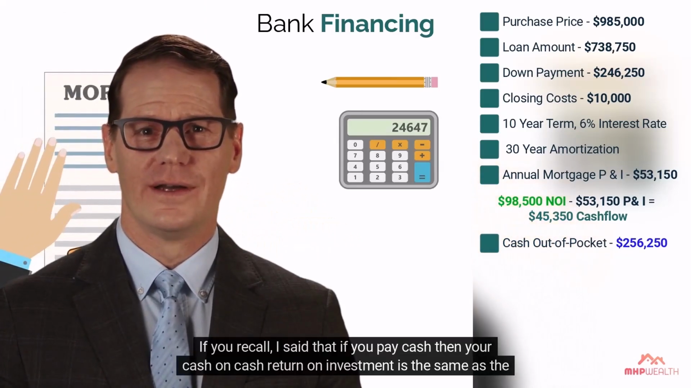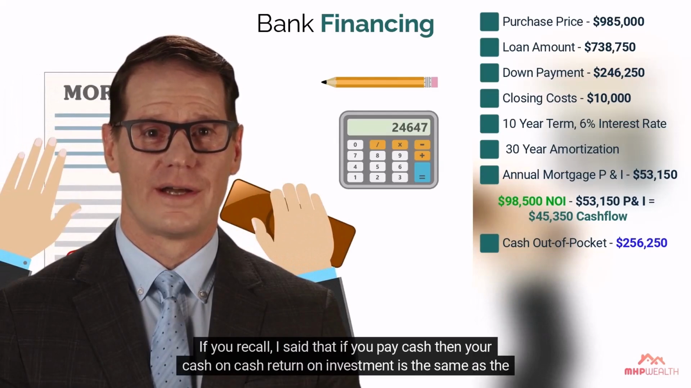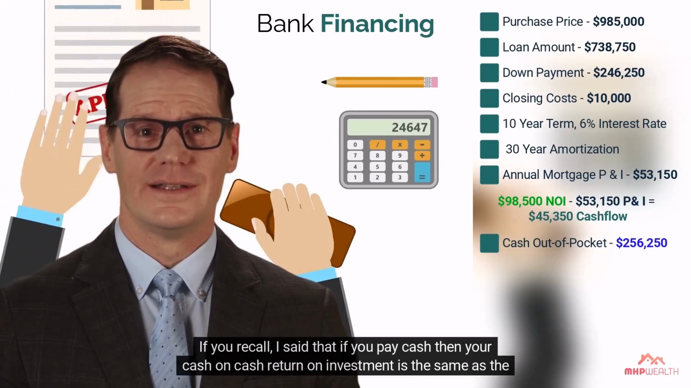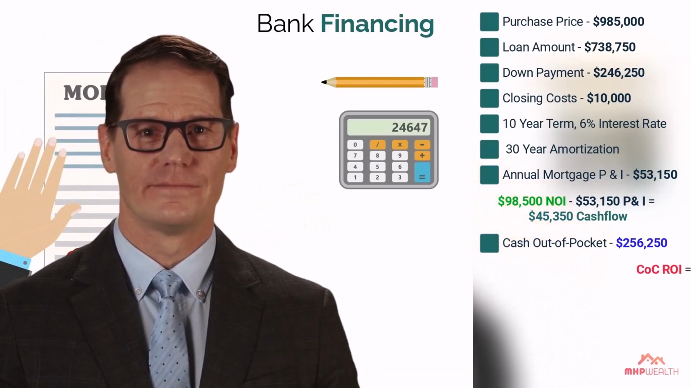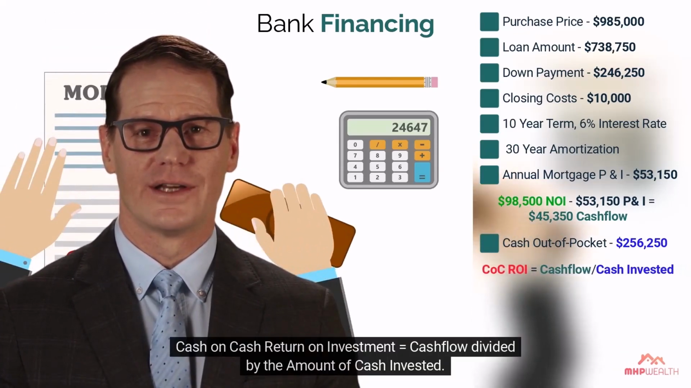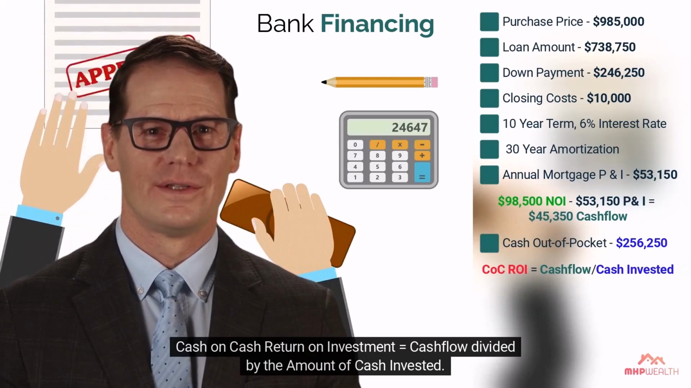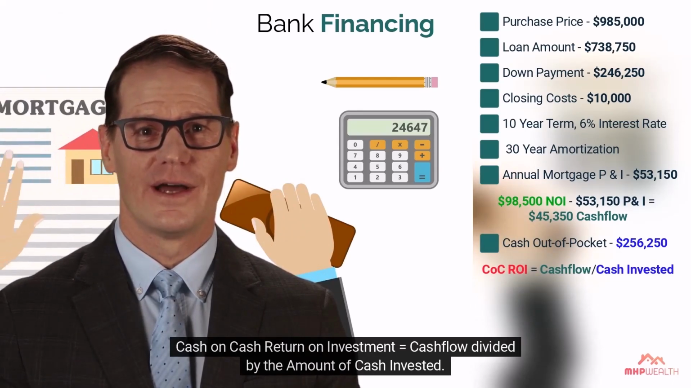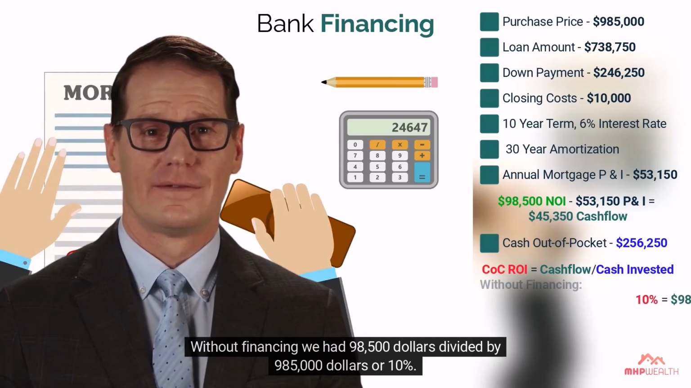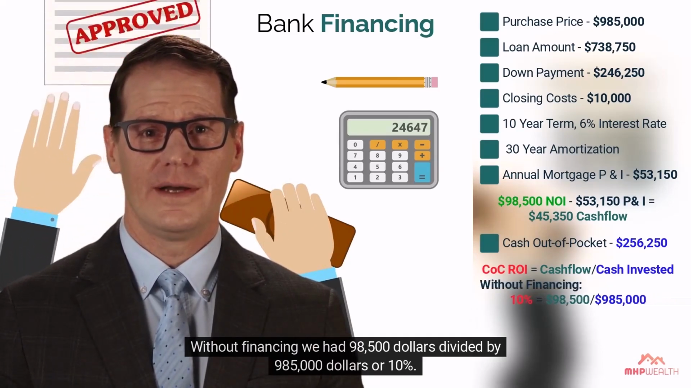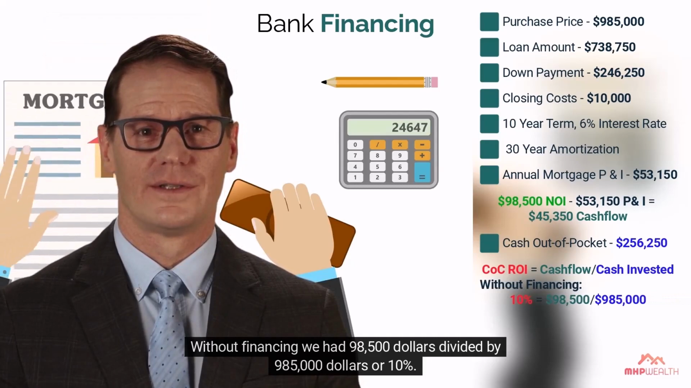If you recall, I said that if you pay cash, then your cash-on-cash return on investment is the same as the cap rate. That's because the formula looks like this. Cash-on-cash return on investment equals cash flow divided by the amount of cash invested. Without financing, we had $98,500 divided by $985,000, or 10%.